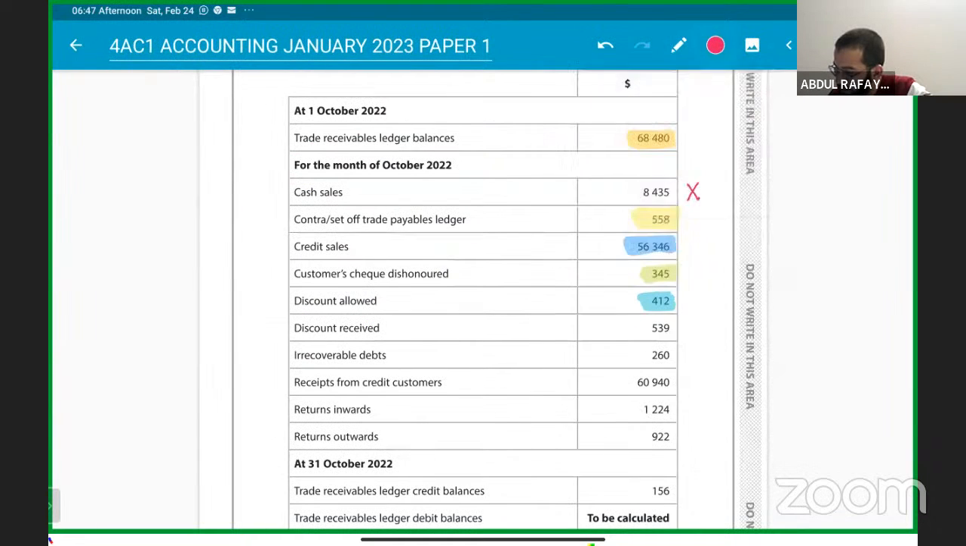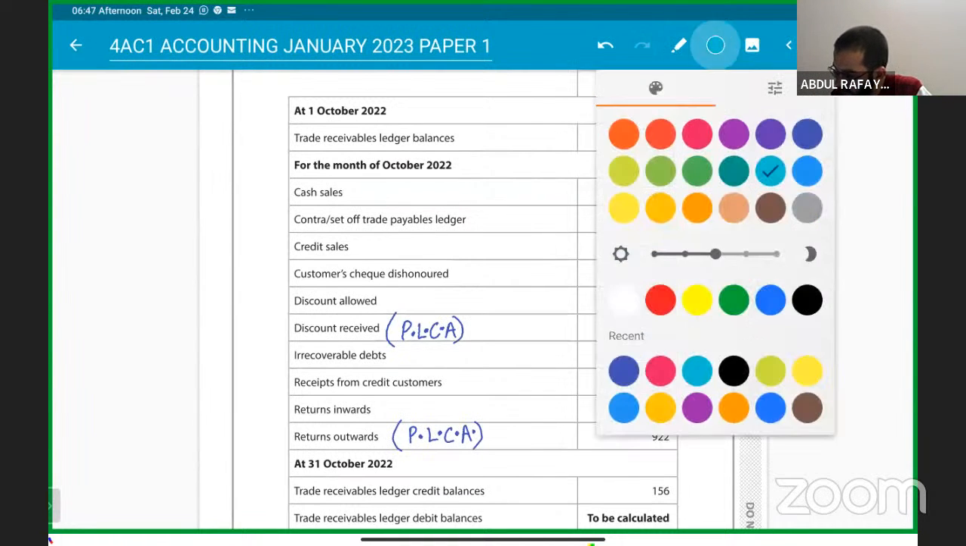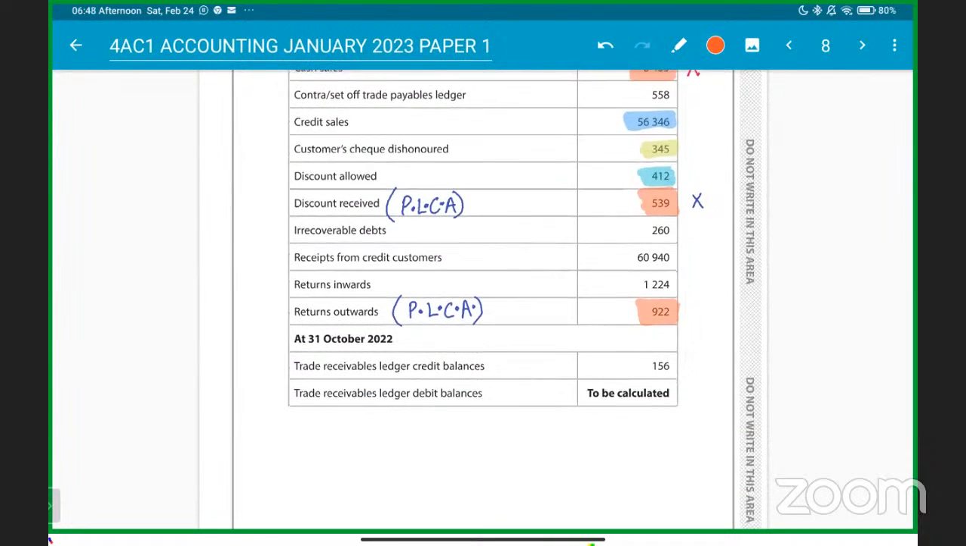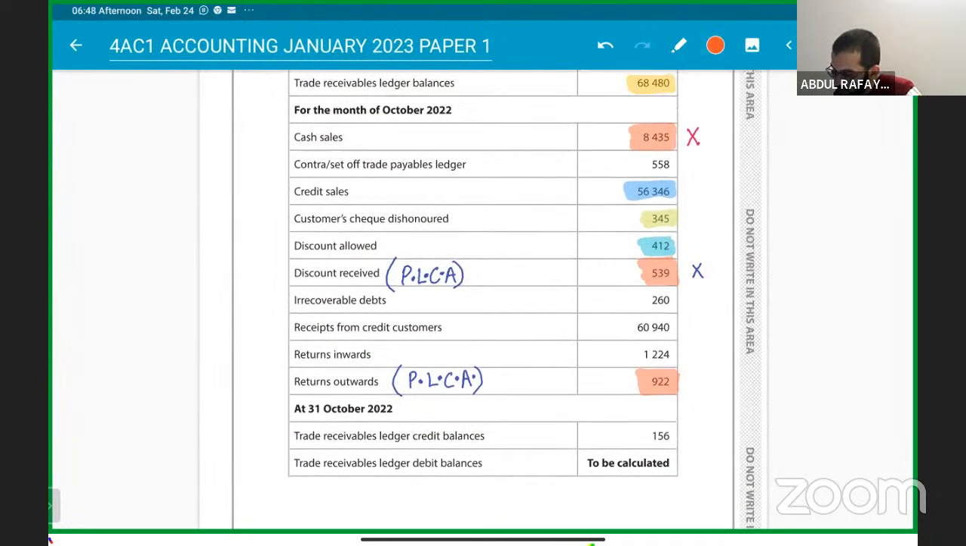Next, as I said, some of the things will be irrelevant, just like discount received, because it is a matter of the purchase ledger control account. Similarly, return outwards will also be in the purchase ledger control account. So I'll put a red highlighter on them so we understand that these are not relevant. We have to ignore these transactions and these values.